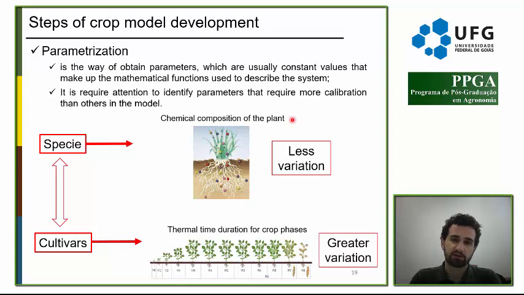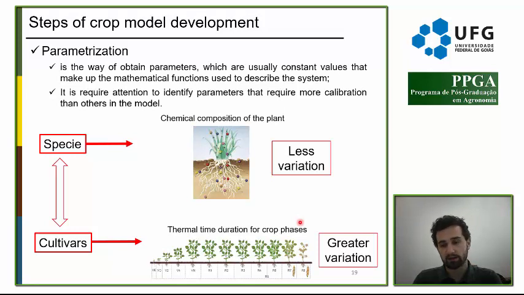And after species, we have the cultivar parameters, which are the parameters that have a great variation, and I need to make a calibration or get the parameters for this specific cultivar. We're going to see in the DSSAT class that we have the species parameters that you don't change and the cultivar parameters that you can adjust for your cultivar. Here you have an example, the thermal time duration for crop phase. It's something that changes a lot between cultivars, and you need to look at this to capture the difference and make the model able to represent this.